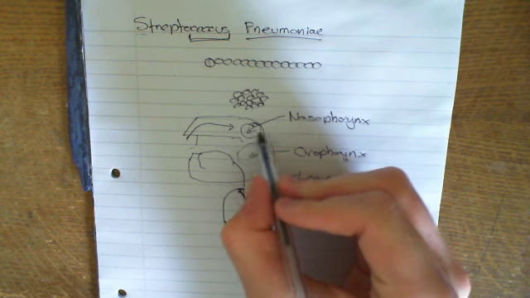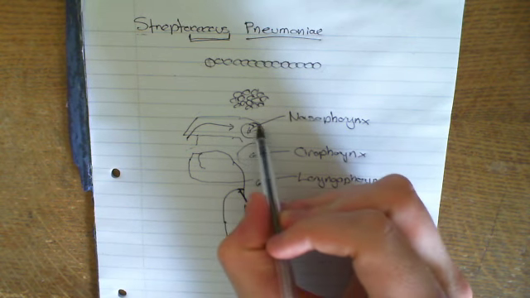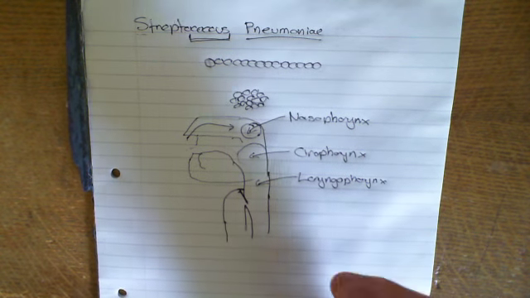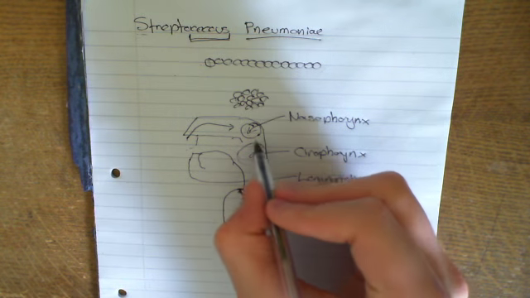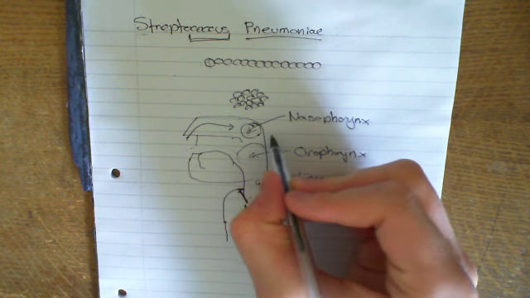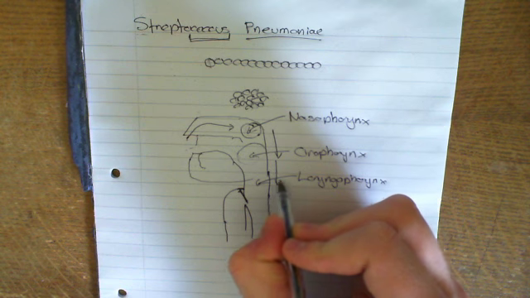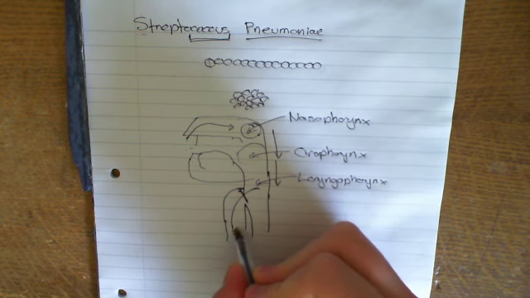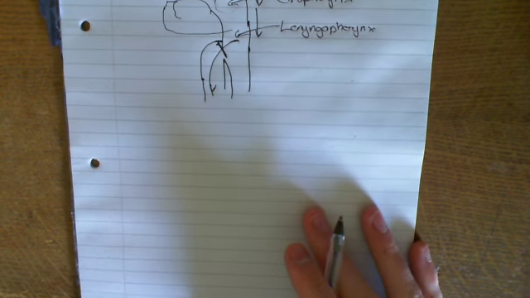So most people have a colonization of this bacterium, Streptococcus pneumoniae, on the nasopharynx, and it does not cause a problem, usually. If your immune system is functioning healthily, it does not cause a problem. However, what can happen is that it can then migrate. It can migrate down from the nasopharynx into the oropharynx, then down into the laryngopharynx, and then through the epiglottis, down into the larynx, and then down into the trachea.